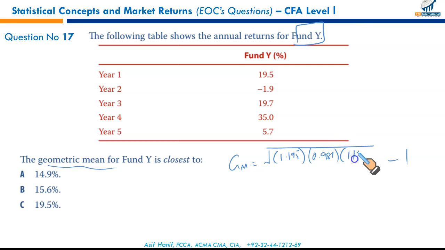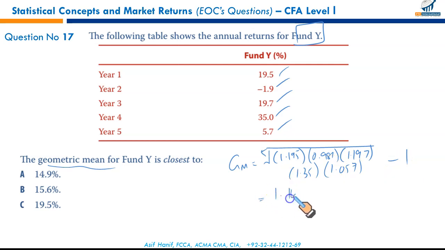19.7 will be 1.197, 35 would be 1.35, and 5.7 will be 1.057. You just have to multiply these all, and with 1, 2, 3, 4, 5 values, calculate the fifth root. Remember, whenever it's negative, you net it off with 100 and write the difference. Then calculate the fourth root, fifth root, whatever it is, and deduct 1 from it.